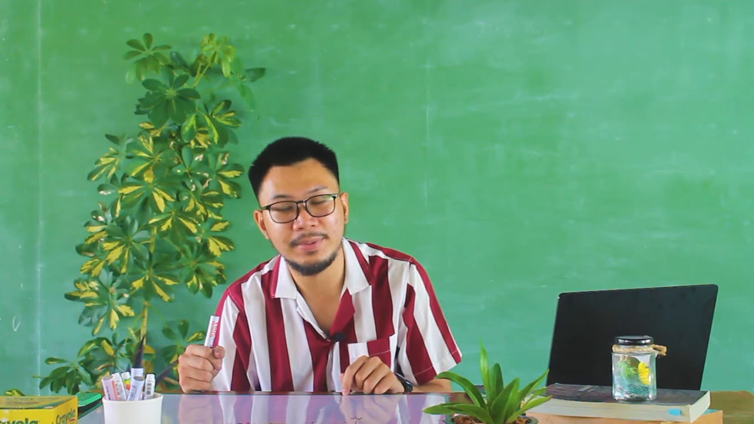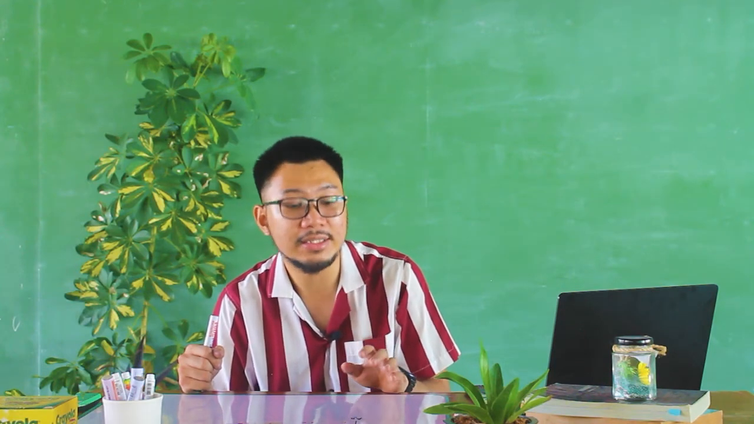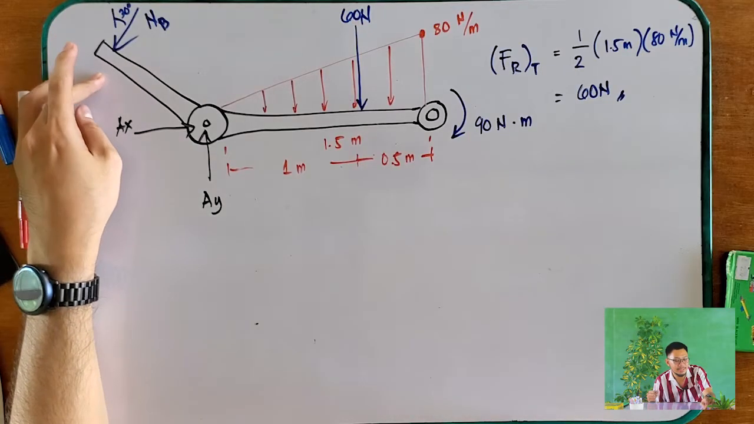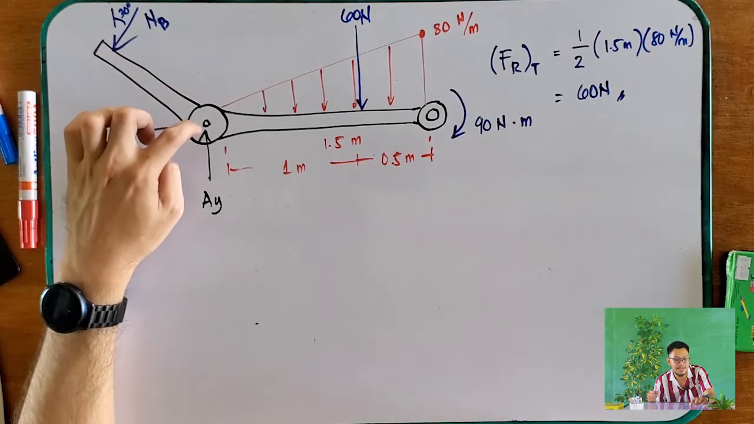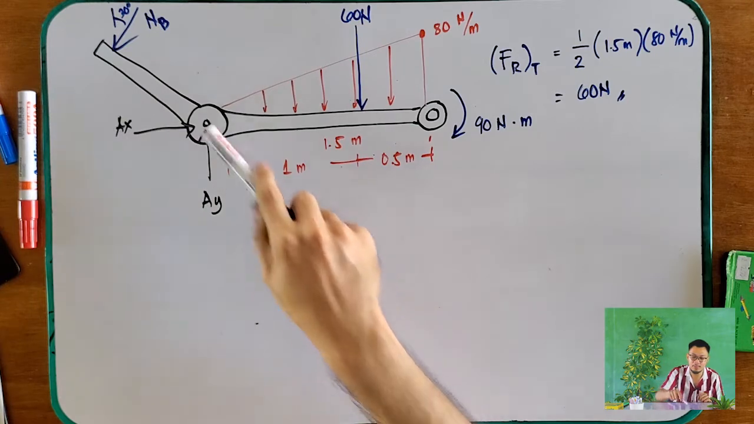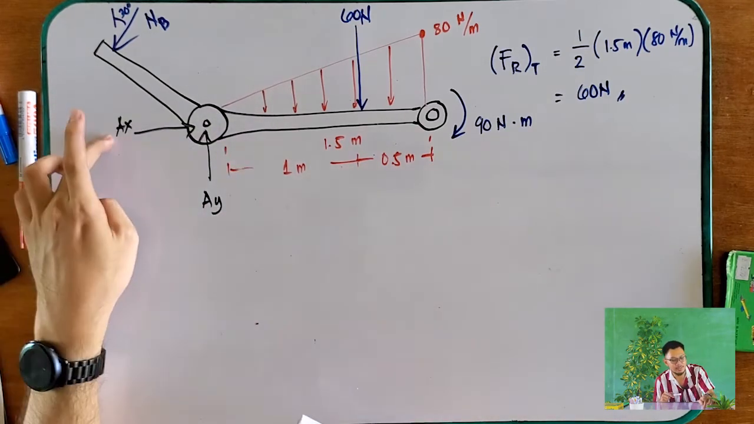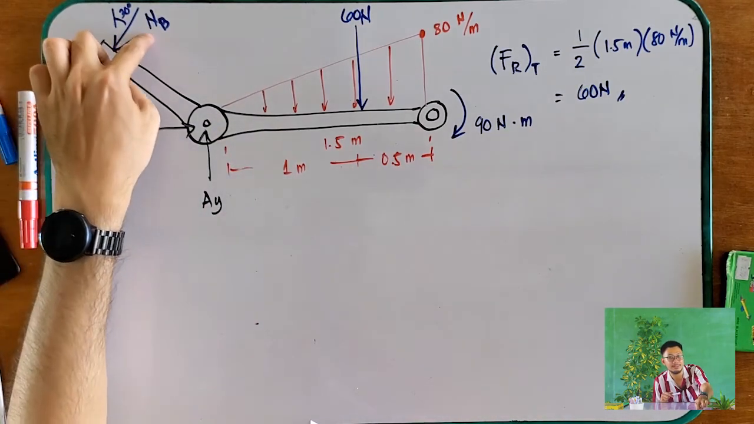So there is something we can find first. The most direct one we can find, of course, is our NB. If what? If we are going to sum the moments about point A. Because if we sum moments about point A, your X or your Y cancels, and then you can find NB.